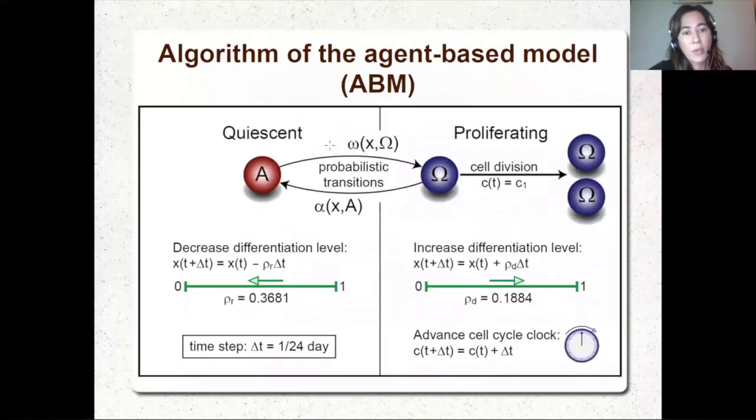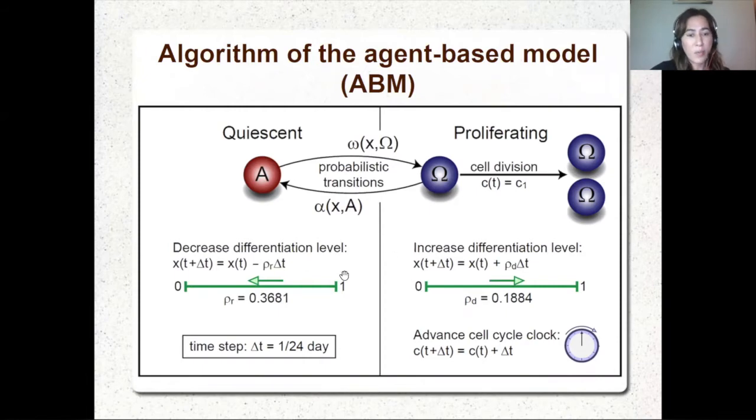Now, let's talk a little bit more about this algorithm. We've got these quiescent cells. They can transition with probability omega into a proliferating cell, and the proliferating cells can transition back to an A cell with probability alpha. These probabilities depend on the differentiation level X and the total populations, omega and alpha, which represent total populations as well. Sorry, really confusing. The proliferating cells divide when the clock reaches C1.